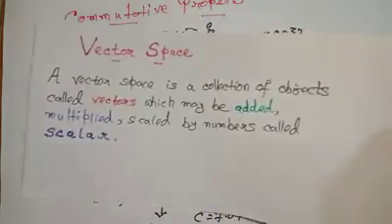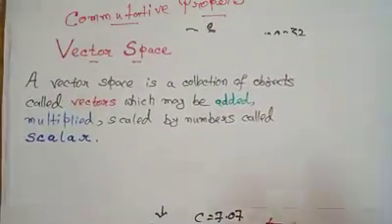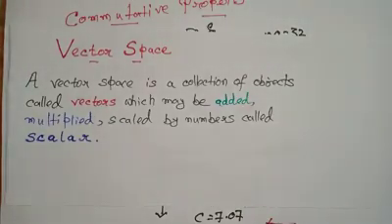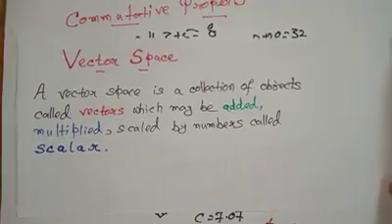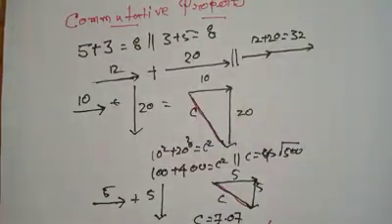There is a nice little definition of vector. Let us quickly read it out. A vector space is a collection of objects called vectors, which may be added and multiplied, scaled by numbers called scalars. Right. So this is what is called a vector space. But we are not dealing with the vectors now. We are coming to the vector space part.